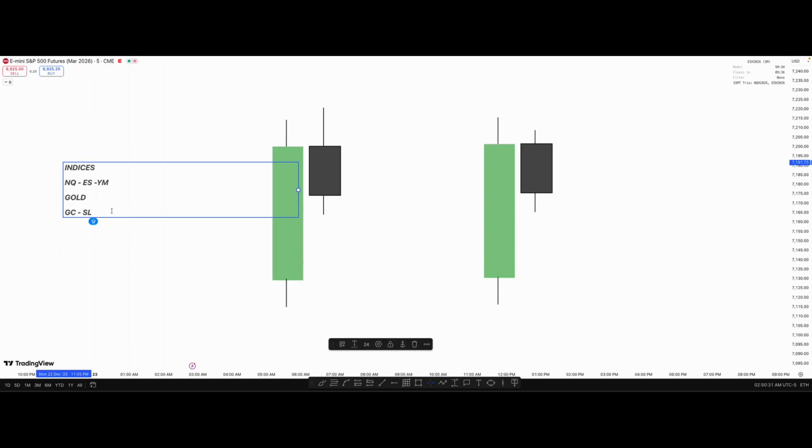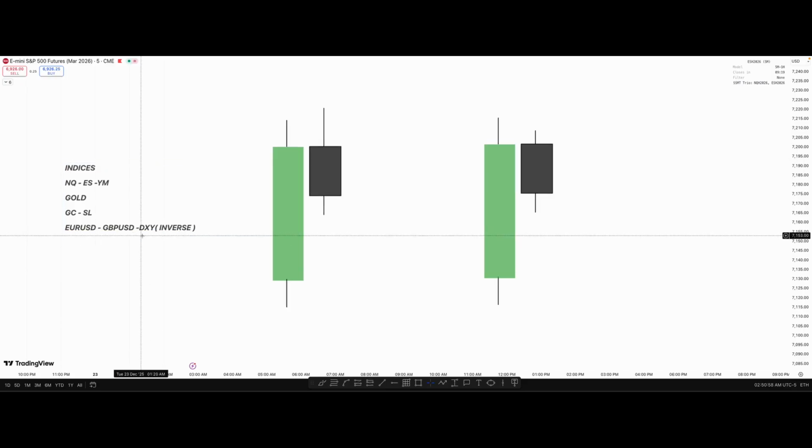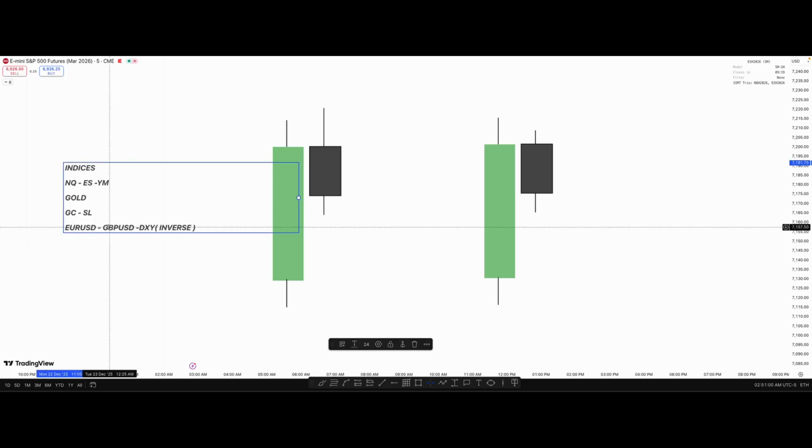And then for forex, there is also a triad. For forex it's euro USD, GBP USD, and DXY, which is inverse. DXY is an inverse relationship. These go hand in hand. This is positive correlation, this is inverse correlation. All right, so this is the thing.